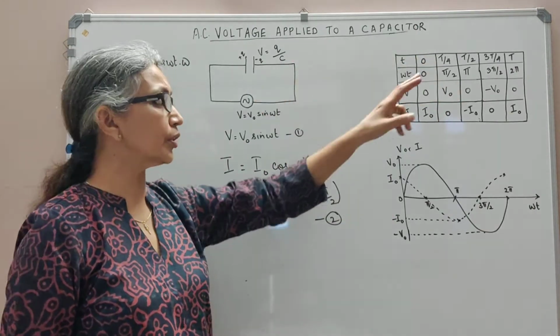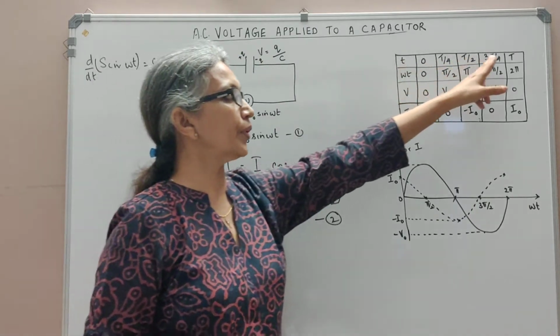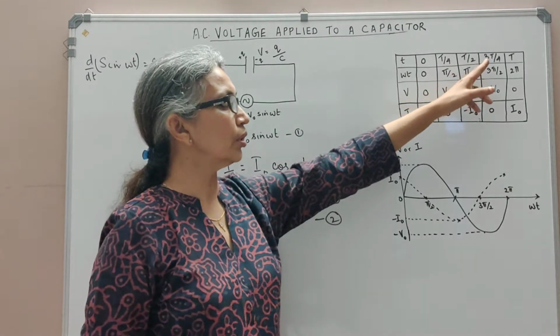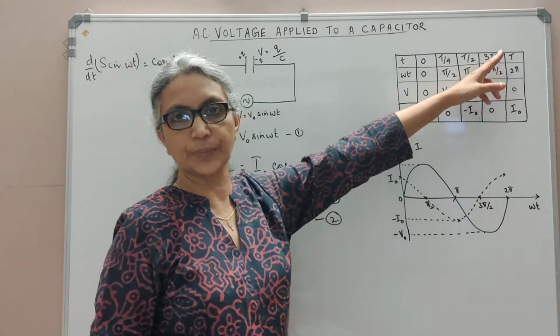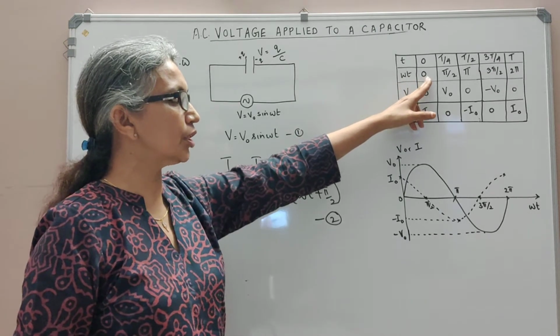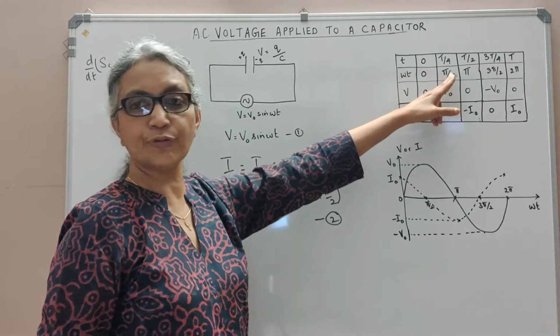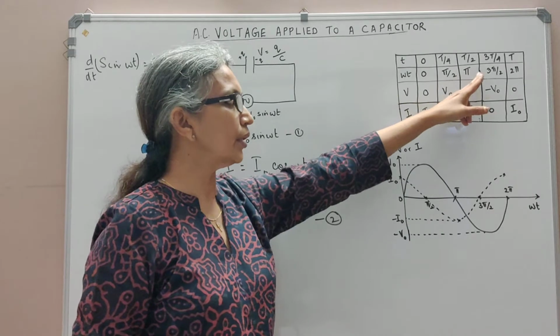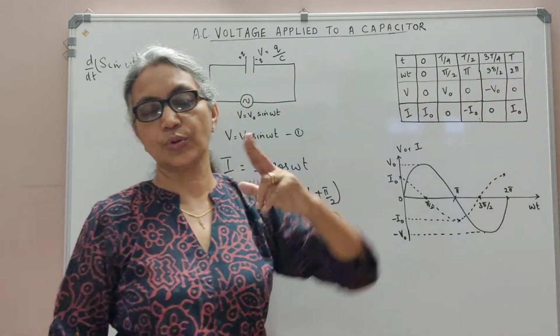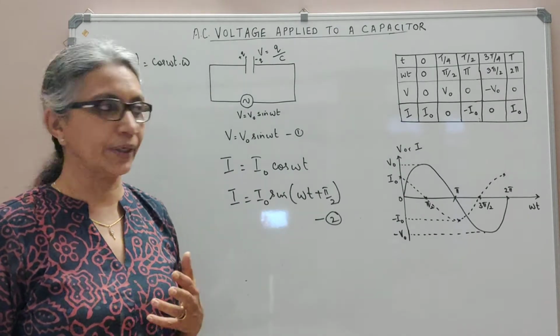Now for plotting the graph, I have given you this table like we have done for the resistor and the inductor circuits, where I have taken the time period into 4 equal parts, that is 0, T by 4, T by 2, 3 by 4 the time period, and 1 complete time period. If I substitute the t values for omega t, it will be 0, angle covered at T by 4 will be pi by 2, pi, and at 3T by 4 it is 3 pi by 2, and in 1 complete time period it would have covered an angle omega t of 2 pi.